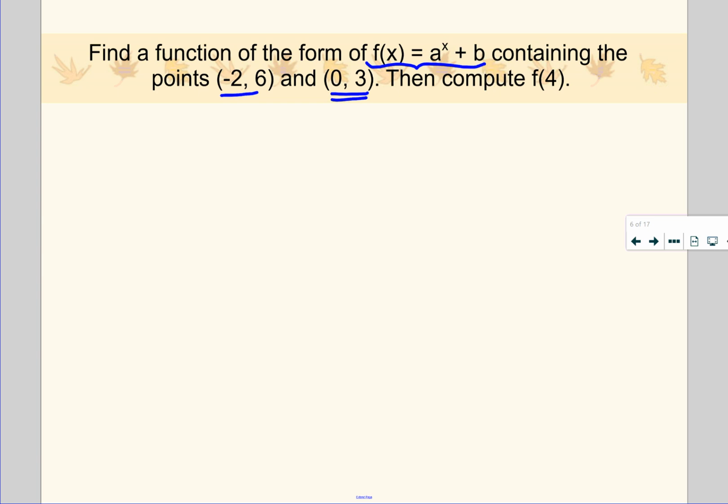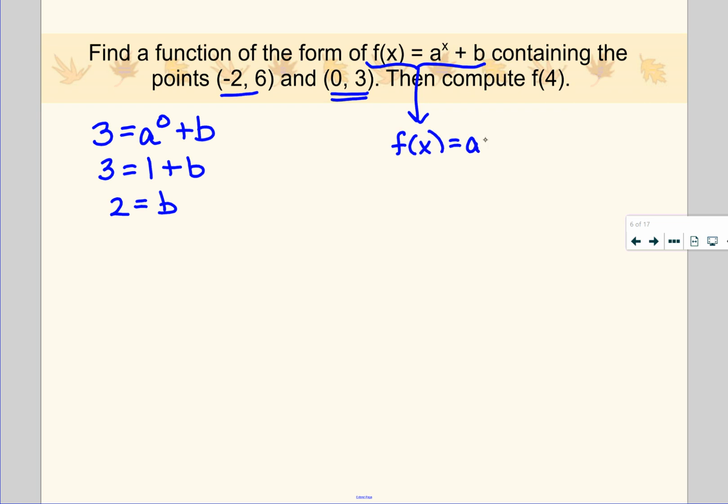So my y is 3, equals a to the 0 plus b. And anything to the 0 power, remember, is 1. So actually, we can solve for b now. If I subtract 1, I get b is 2. So now, if I go back to this original function, I don't need a system of equations. I can say f of x equals a to the x plus 2. I know what b is.